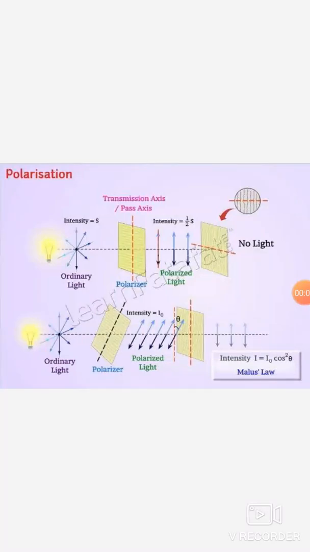Good morning, dear student. Today we will learn about what the polarization of light is and what the difference is between polarized and unpolarized light.